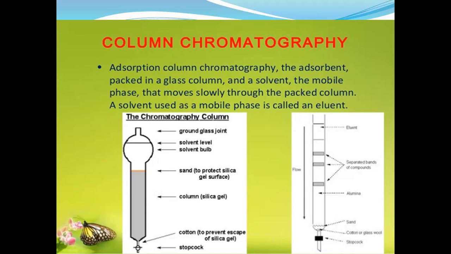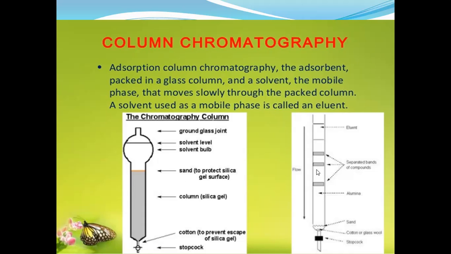Okay, so to prevent this type of unwanted thing, we need to protect the surface of the column. So how can we protect the surface of the stationary phase or silica gel? By introducing a little amount of sand.